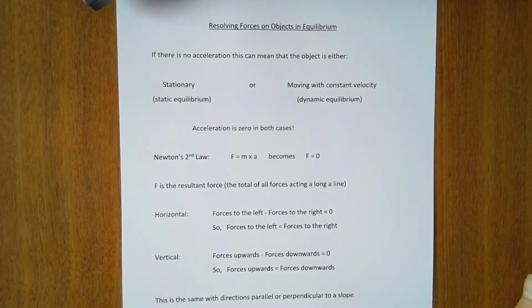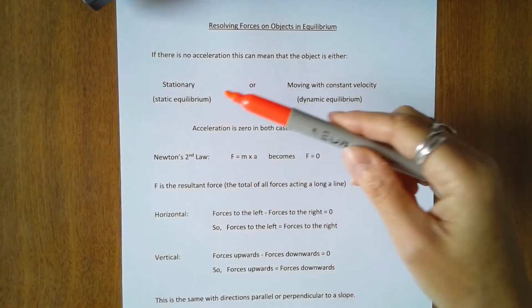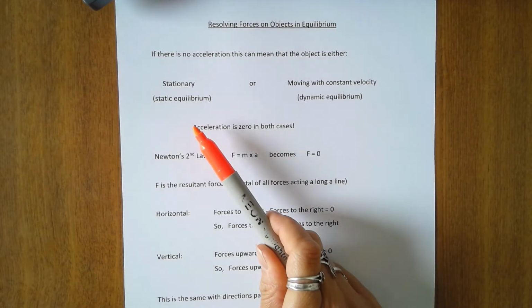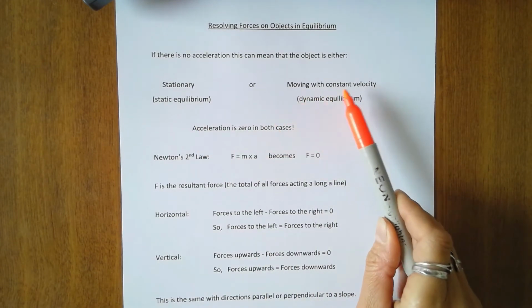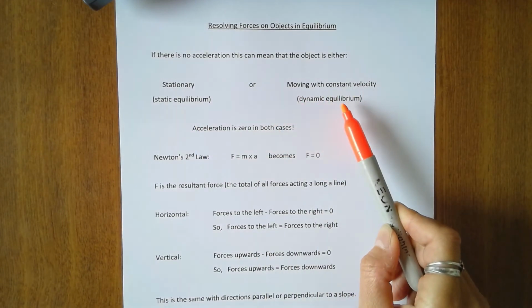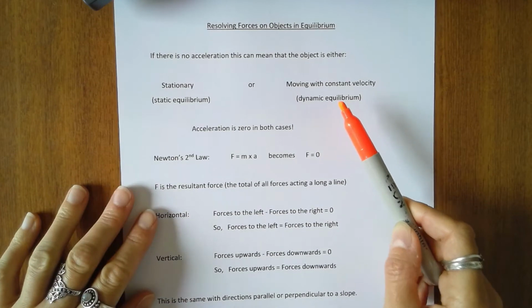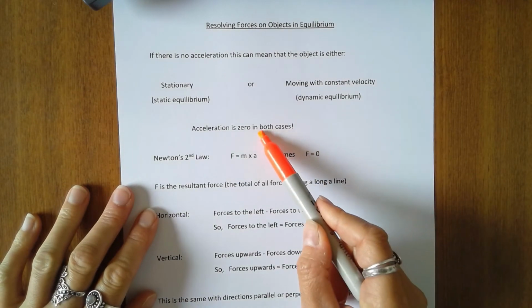Resolving forces on objects in equilibrium. If there's no acceleration, this can mean that the object is either stationary, which is static equilibrium, or moving with constant velocity, dynamic equilibrium. Acceleration is zero in both cases.